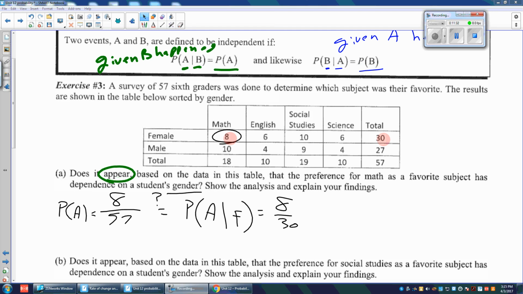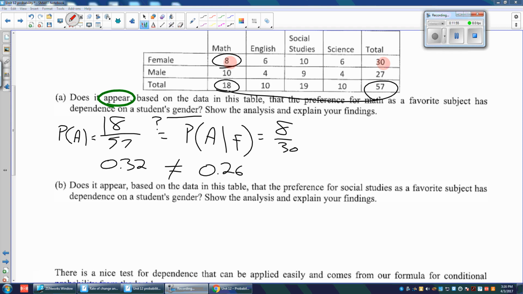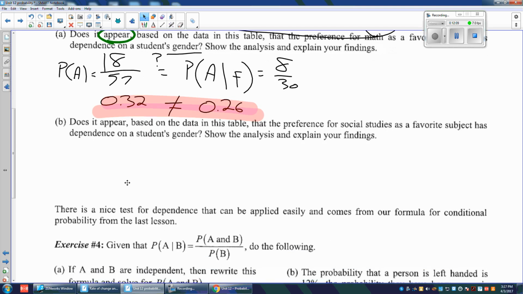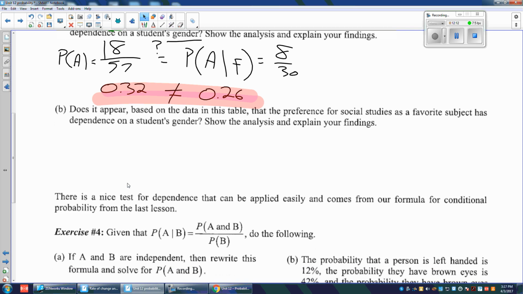Okay, I made just a little mistake here. This is supposed to be 18. Do they like math? The probability that they like math, 18 out of 57, given the restriction that they're a female, that they like math. Okay, so 18 out of 57 does not equal 8 out of 30. If you don't know that the decimals don't equal each other, there it is. We don't have to check male because we already proved that it doesn't depend on gender. Females is a gender, so it doesn't work.